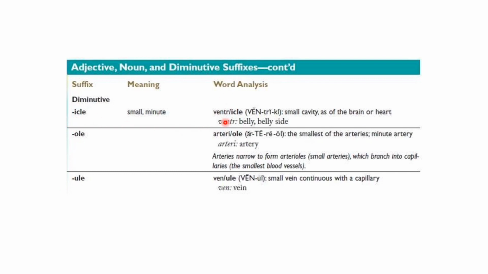That is ventricle. Ventricle is the small cavity present in the brain or heart. Then -ole, that is arteriole. Arteri means artery, so it is the smallest of the arteries, or minute artery. And for -ule, that is venule. Ven means vein, so it is the small vein continuous with a capillary. So these are the diminutive suffixes.